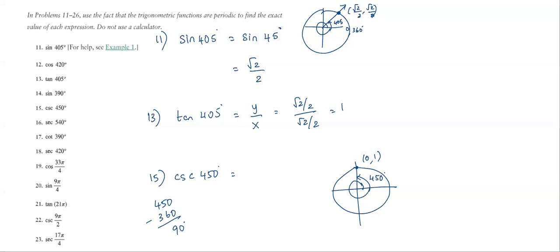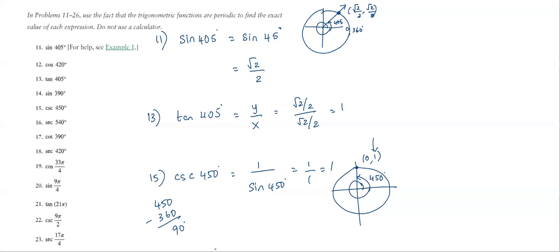So this means that cosecant, you can do cosecant two ways. You can think of cosecant 450 degrees as 1 over sine 450 degrees, and sine 450 degrees is 1, right? The y value is 1. So 1 over 1 is 1. That takes us to the next problem, 17. 17 is what is cotangent 390 degrees.